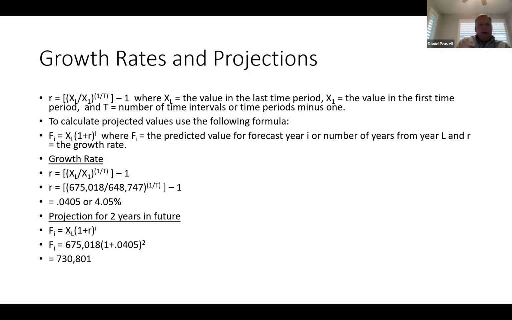So a couple of different things here. I know we've got some calculations on the screen, but they're relatively simple. Let's start with the growth rate. To calculate revenue growth rate, you'll use the very simple formula on the screen, which is R equals, in parentheses, XL divided by X1, raised to the 1 divided by T power, and the entire quantity then subtracted from 1. XL stands for the value in the last time period.